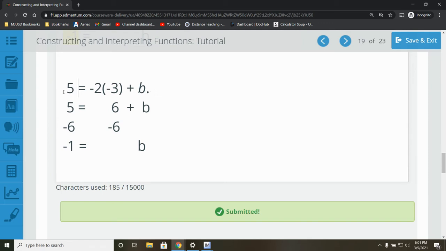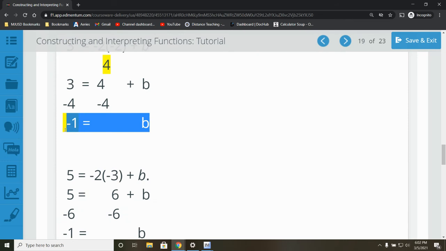So, same thing. Negative times a negative is a positive. Negative 2 times negative 3 is 6. So we now have 5 equals 6 plus b. What we do to one side, we do to the other. So we take away this 6 from both sides. 5 minus 6 is negative 1 equals b. Those match. Awesome.